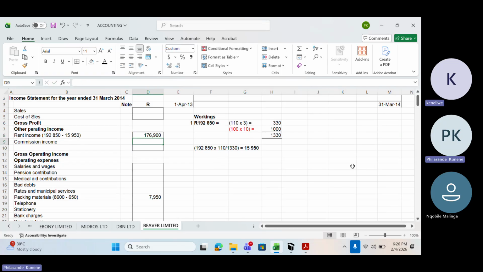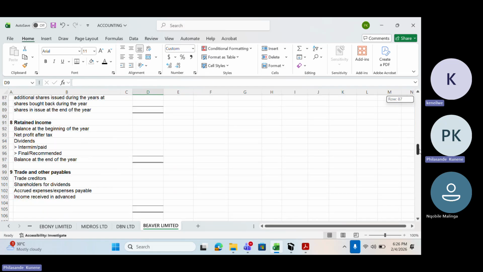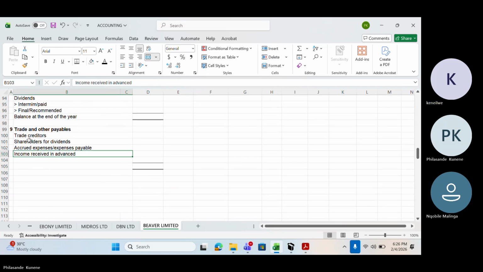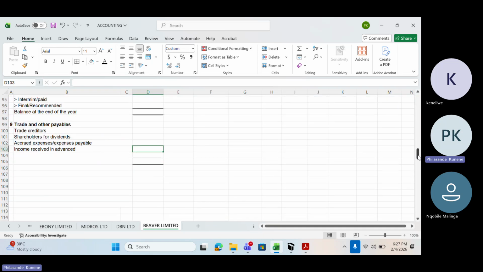And then this is income statement. What about balance sheet? You're going to take it to trade and other payables. On the note, that is note number 9, yeah? So where am I going to record it here? Income received in advance. And how much am I going to record? 15,950. Yes, very good on that.